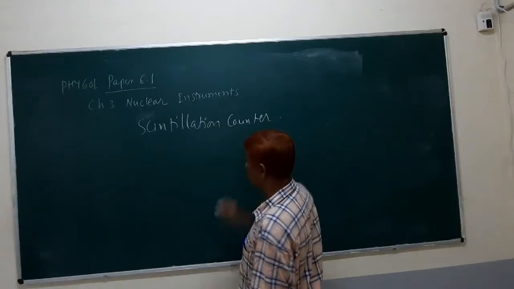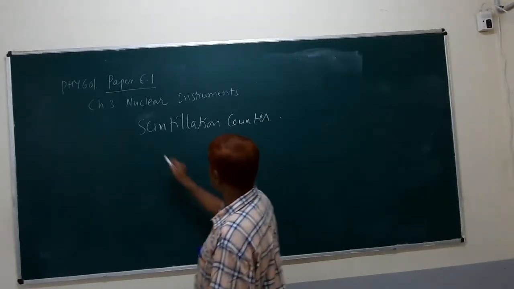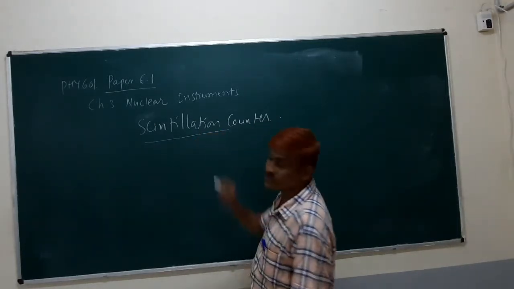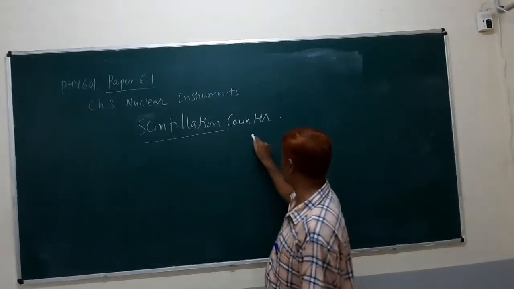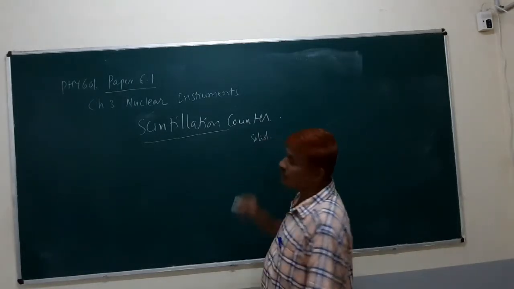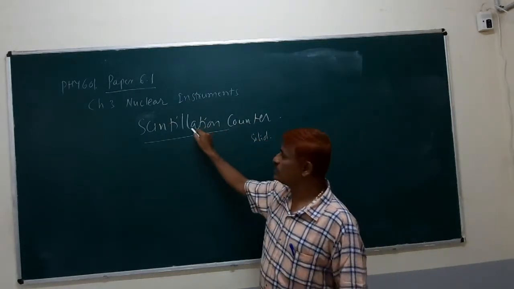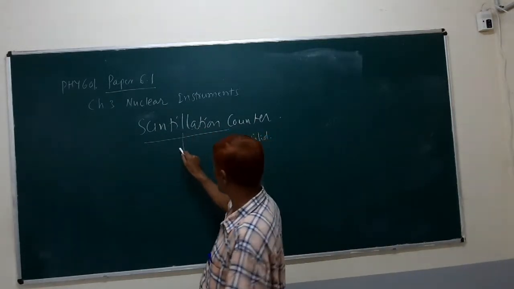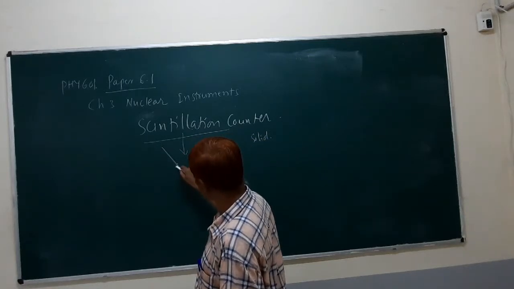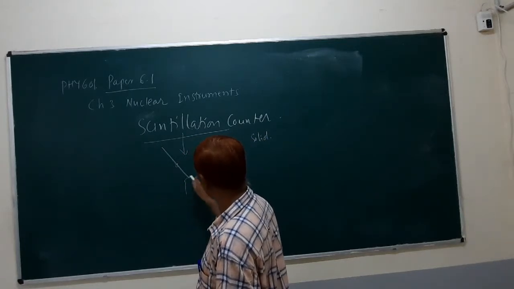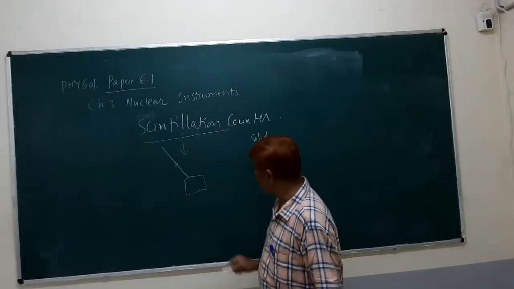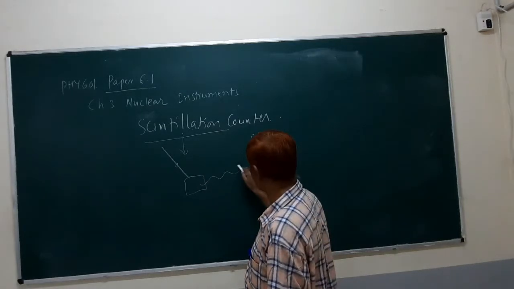Counter. Scintillation counter. It is based on scintillation. It is a solid material counter, and it is based on the scintillation process. Scintillation process means whenever nuclear radiations fall on the material, they produce visible light.